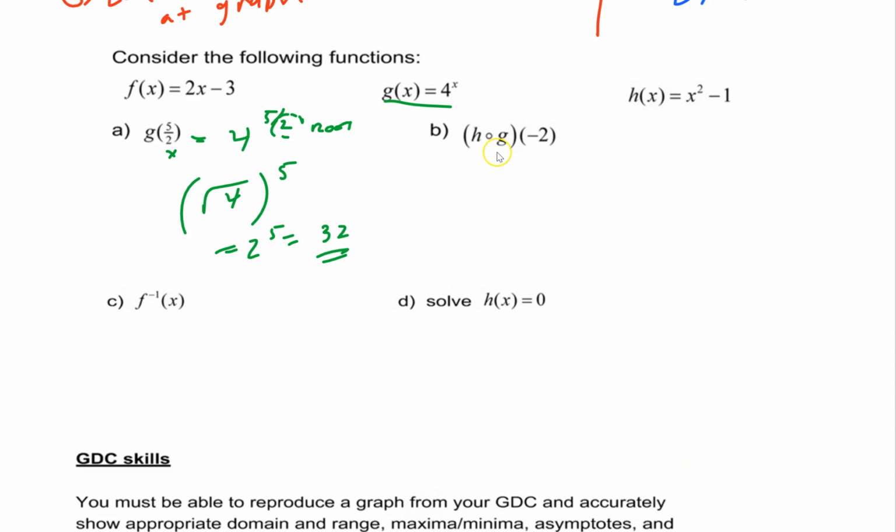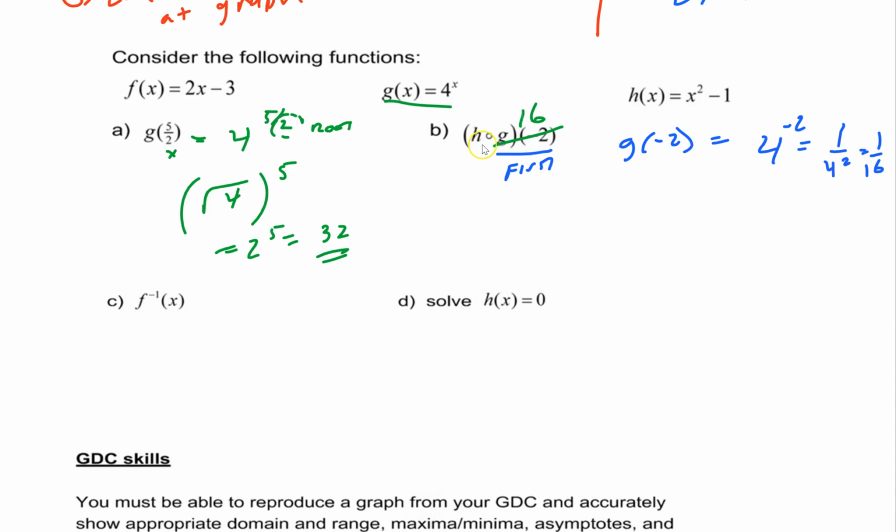Another thing Abby loves to ask you is a composition function, f of g of -2. Another trick to doing these is to do the inside first. I figure out what g of -2 is. Plug it into the g equation, 4 to the -2. Remember, negative power flips it, 1 over 4 squared, also known as 1 over 16. So now I know g of -2 is just 1 over 16.